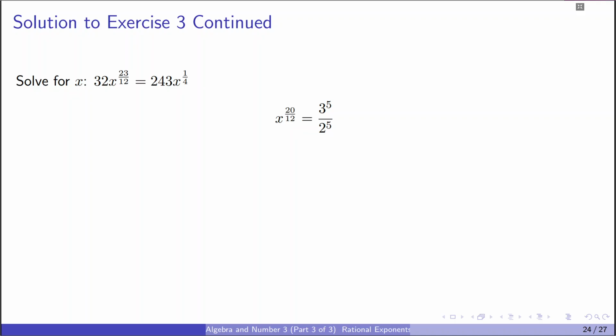Continuing from where we left off. That 20 over 12 reduces to 5 over 3 when we take out the common factor of 4. Raise everything to the 3/5. And we end up with x is 27 over 8.